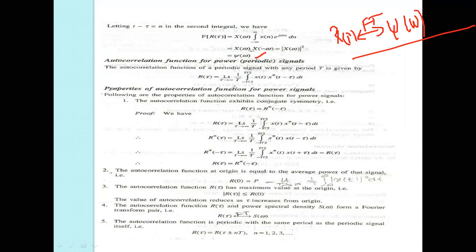Now the properties of autocorrelation for the power signals. R of tau is equal to R star of minus tau. The same thing that we have in the energy signal also.